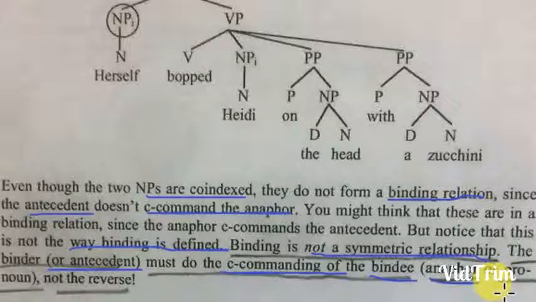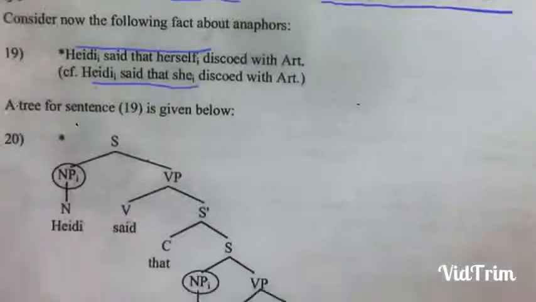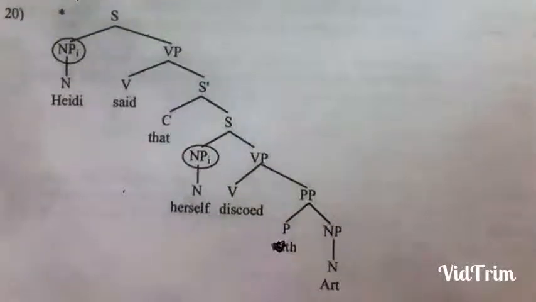Locality conditions on the binding of anaphors. The sentence is incorrect: Heidi said that herself dissed Ward with art. The correct form: Heidi said that she dissed Ward with art. They are co-indexed appropriately, but Heidi said that herself is wrong, whereas Heidi said that she is right. Look at the tree structure of the sentence.